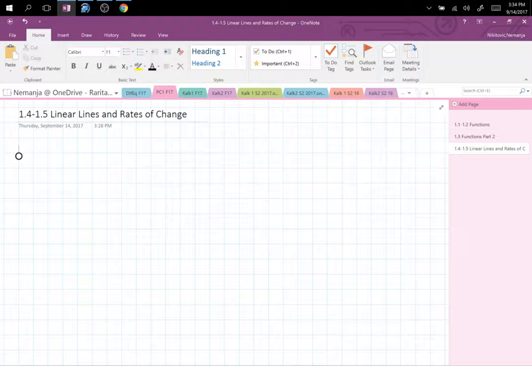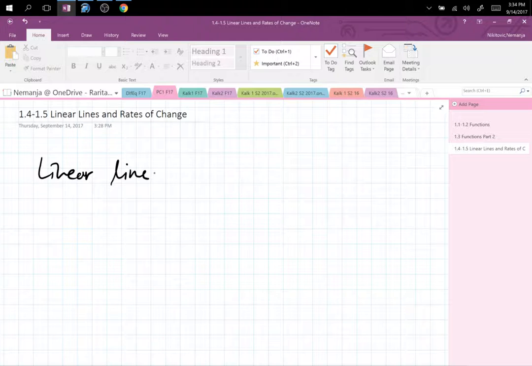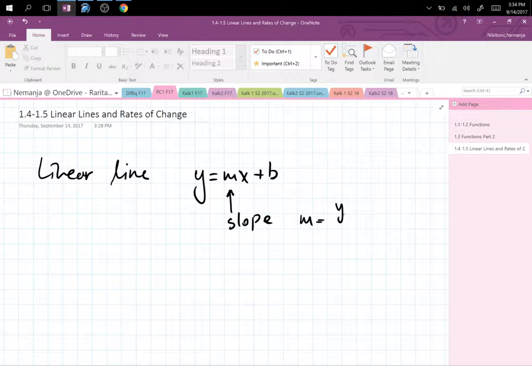So we start first with the idea of a linear line, which you guys are used to as y equal mx plus b. That's not changing ever. That's what it is. And we know that this m is the slope, which can be computed as y2 minus y1 over x2 minus x1 if you are given 2 points.